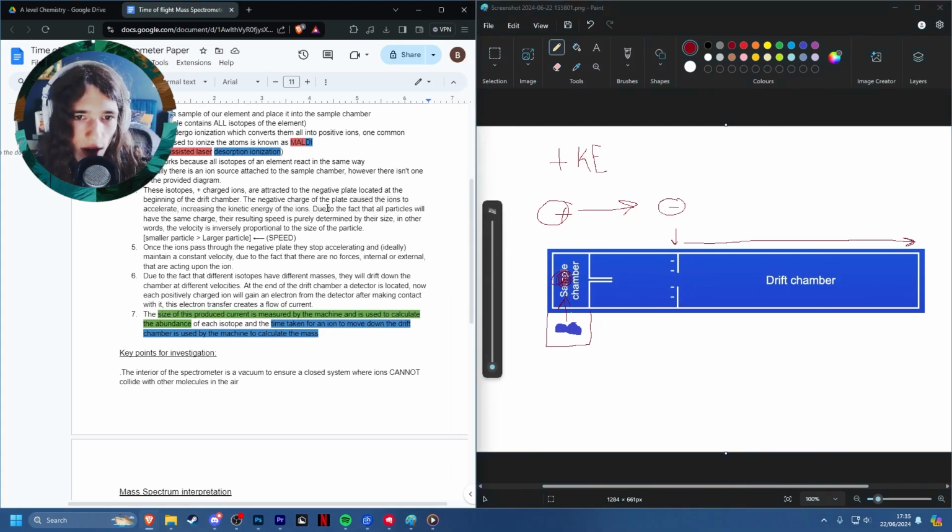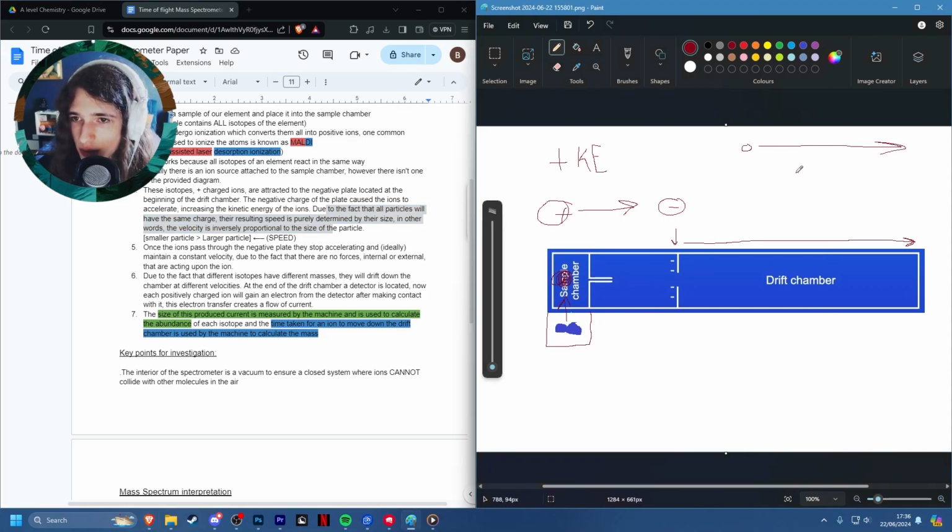So due to the fact that all the particles will have the same charge as each other, because they're all ions of the same element, the resultant speed is purely going to be determined by the size of the element. So the velocity is going to be inversely proportional to the size of the particle. Essentially meaning a smaller particle is going to move much, much faster than a larger particle. And that's going to help us differentiate between isotopes.